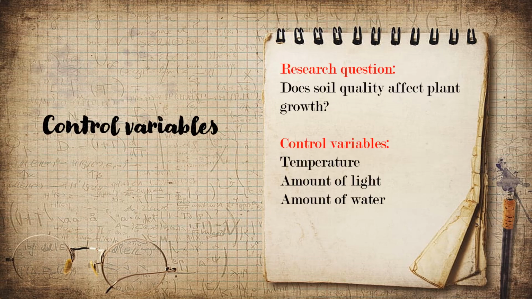Example, you have this research question: does soil quality affect plant growth? And your control variables would be the temperature, amount of light, amount of water. You can control these variables by increasing or decreasing the temperature, amount of light, or even the amount of water, because you think that these variables could affect the outcome of your research.